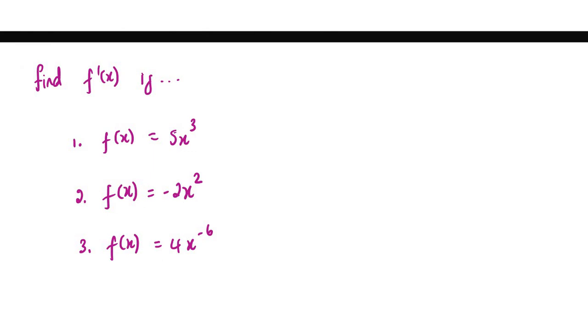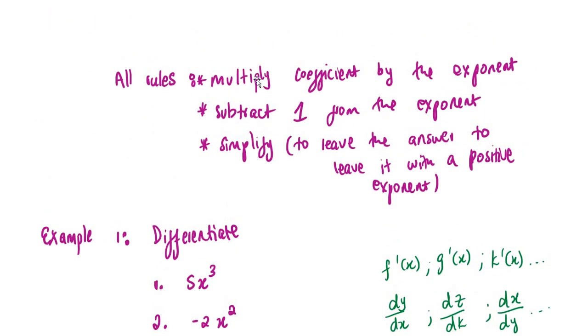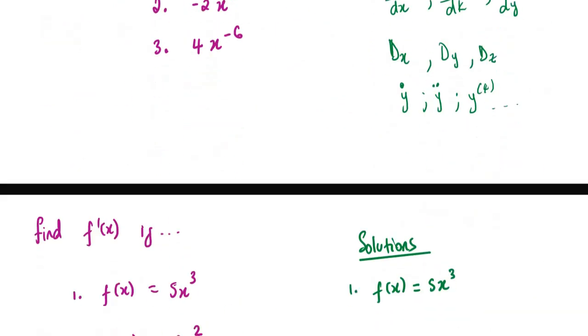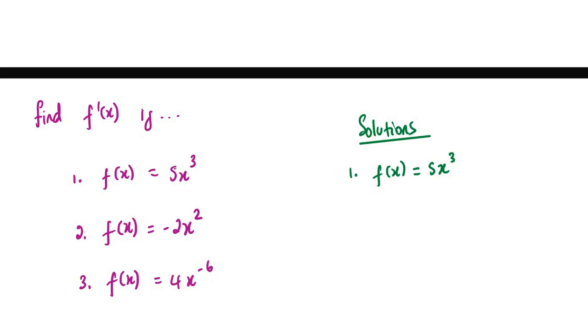For the first one, we're going to write solutions this side. For number 1, since f of x is equal to 5x cubed, do you remember what the rule says? The rule says that you must first multiply the coefficient by the exponent. That is the first thing. Which one is my coefficient here? My coefficient is 5, isn't it? 5 is the coefficient of x cubed. Now, I have to multiply the coefficient with the exponent. That is the first thing I must do. So that means I'll be finding the derivative now.